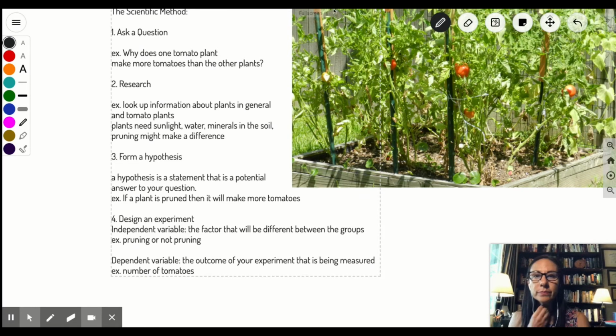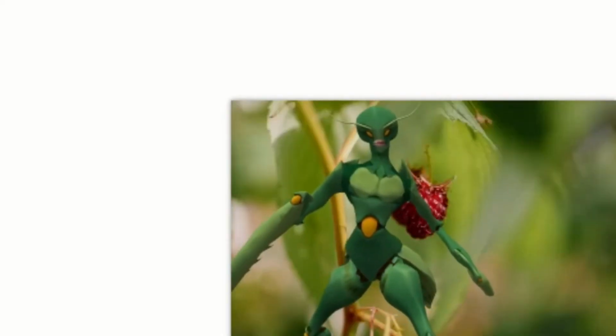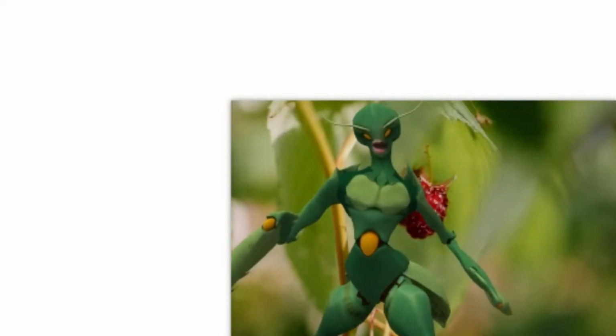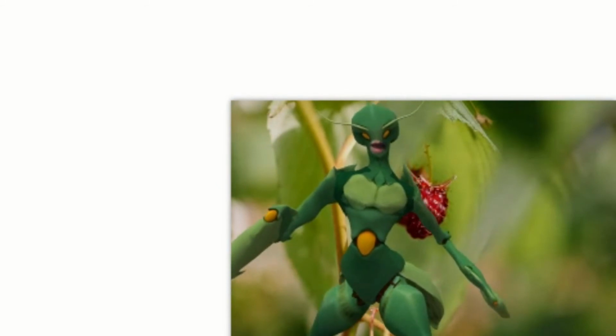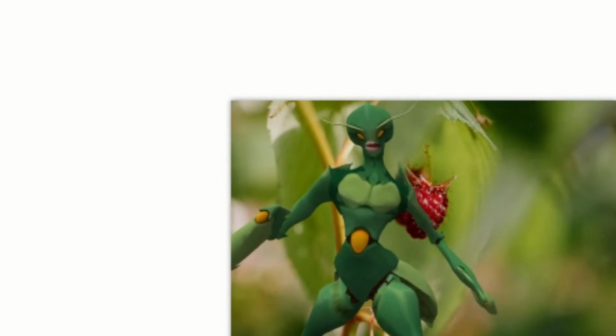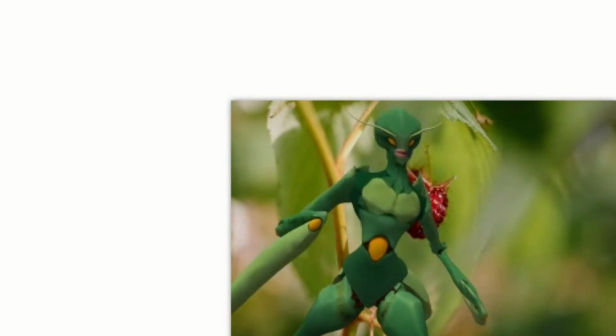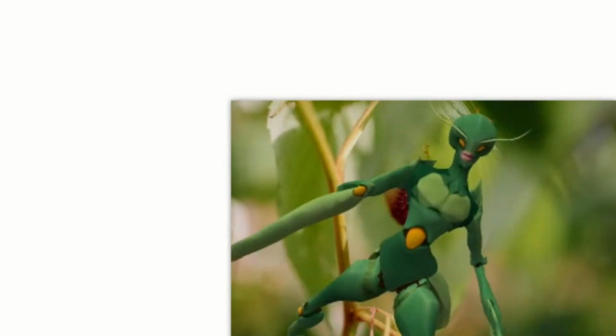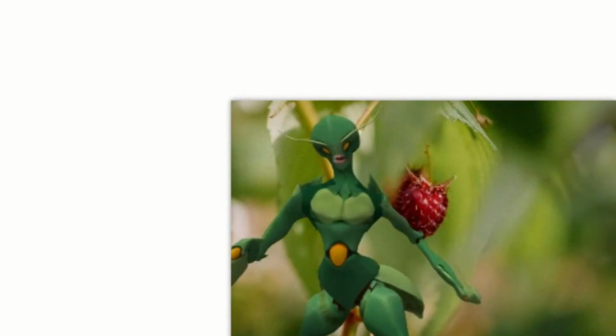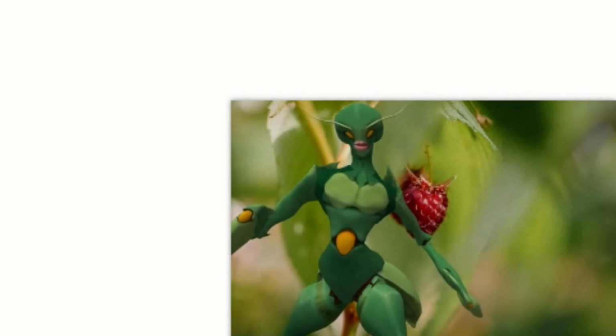Okay. And so another thing is when I do this experiment, I have to make sure that there's no bugs that get in my garden, because I might have a praying mantis come and eat my tomatoes, and that would be bad. And then I would have to redo the whole experiment again. And then that would just be so hard. Oh my goodness. So you got to keep all the bugs out of your tomato garden.